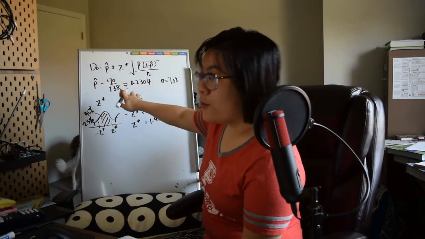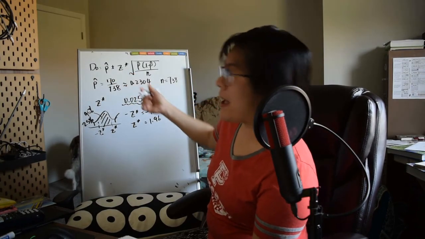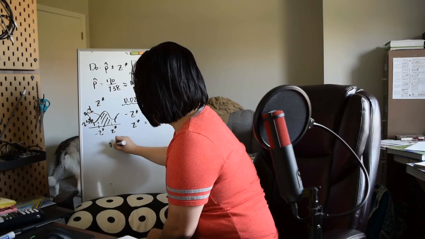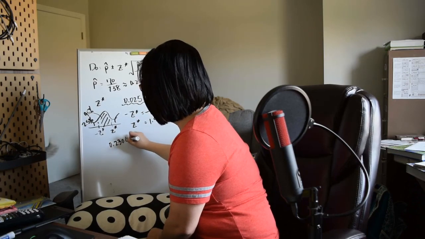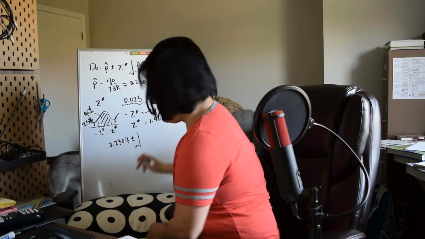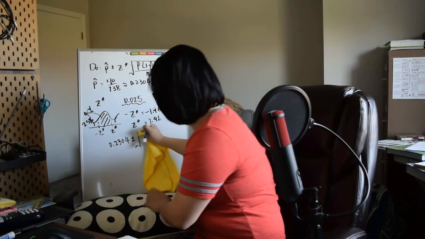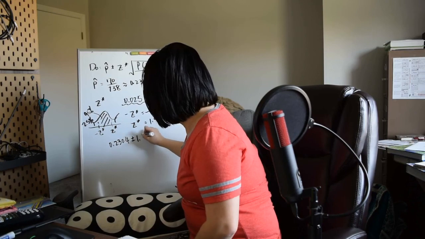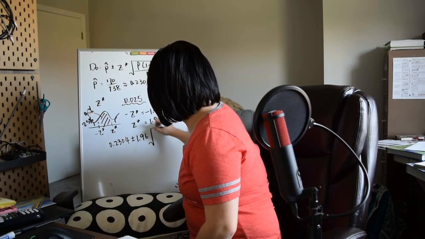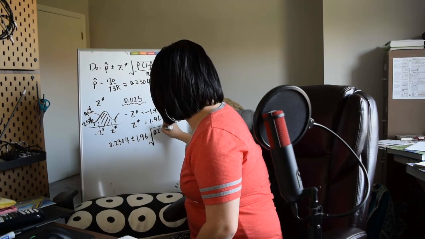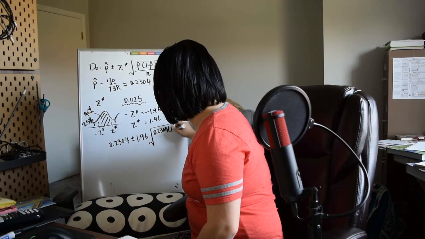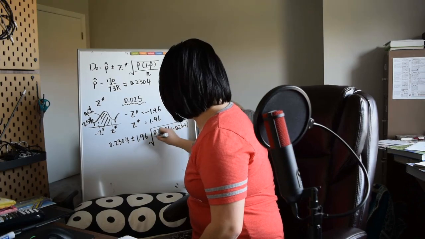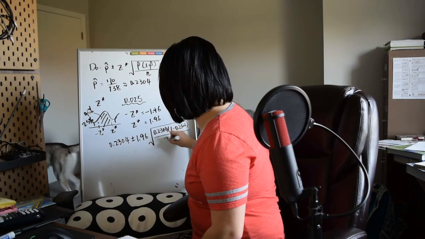Now you plug everything back into your formula: p-hat, 0.2304, plus or minus, I forgot to multiply z star, 1.96 times the square root of 0.2304 times 1 minus 0.2304, divided by 738.